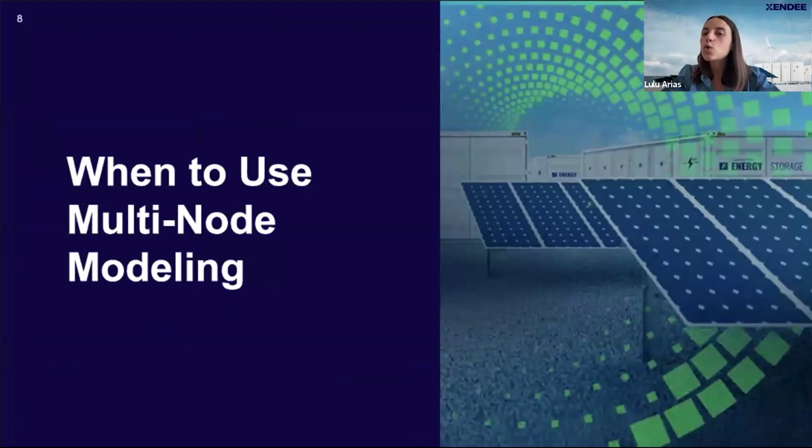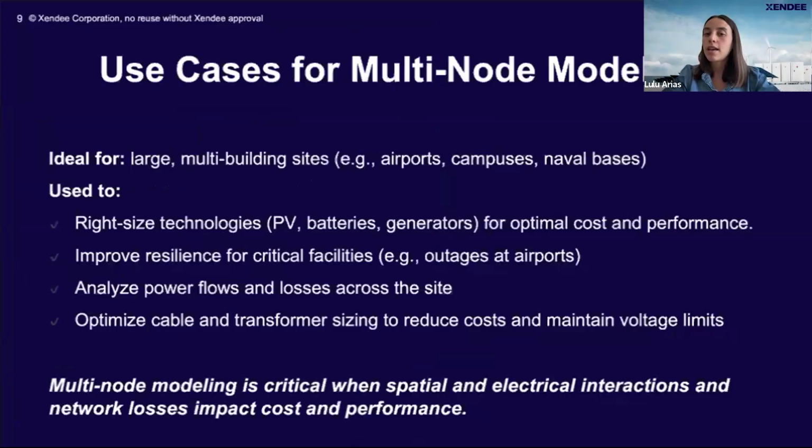Okay, so when should we use multi-node modeling? It is critical for large distributed sites like airports, naval bases, university campuses. For example, at an airport, you might place solar on a terminal for high visibility, then batteries near air traffic control for reliability, and a generator at a remote hangar. Multi-node modeling helps you right-size technologies and optimize as well the cable and transformer cost by accounting for distance and losses.